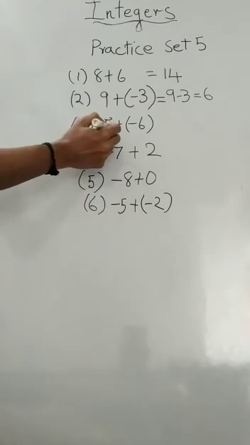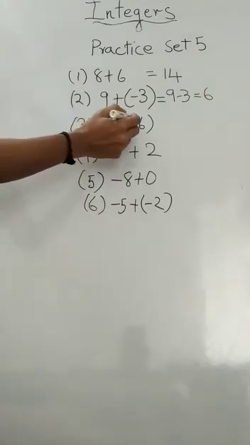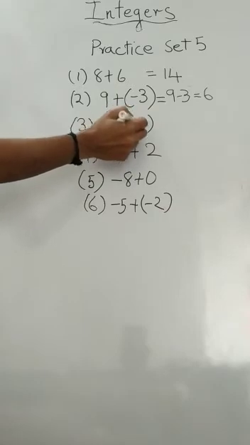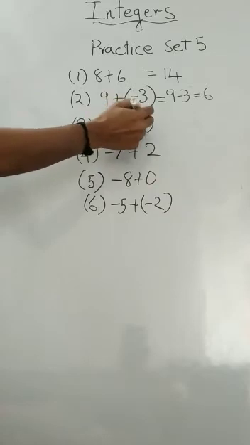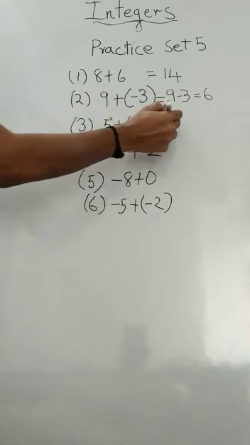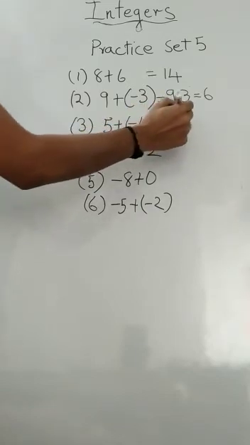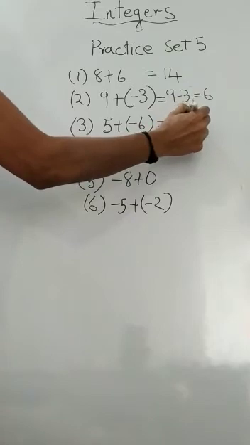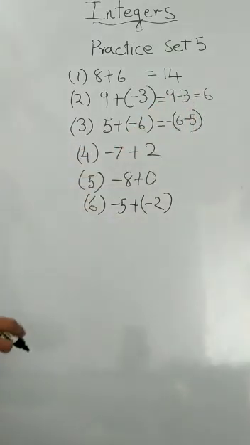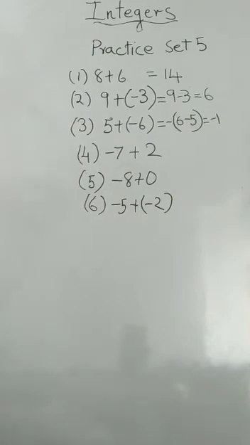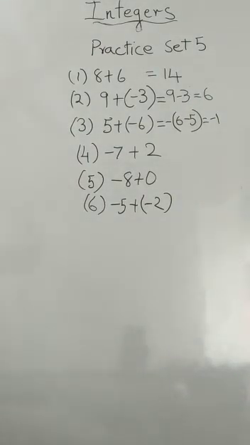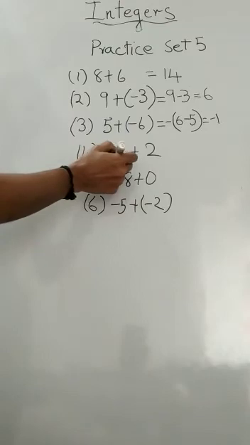Next, 5 plus minus 6. So here a positive number is added to a negative number where the numeral 6 is greater than 5. Just forgetting all the signs, if you add such numbers, you will put a negative sign and in the bracket you will subtract. That is 6 minus 5 you will do. What is 6 minus 5? It is 1 and you will put a negative sign for it. That is minus 1. Okay. Next is minus 7 plus 2.